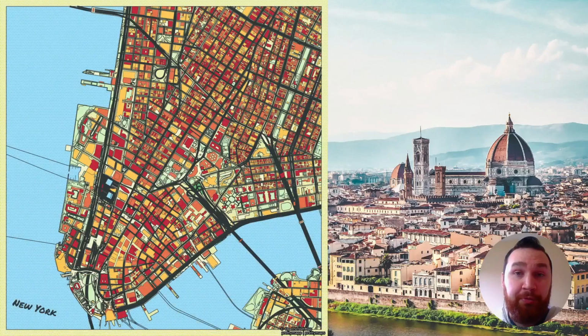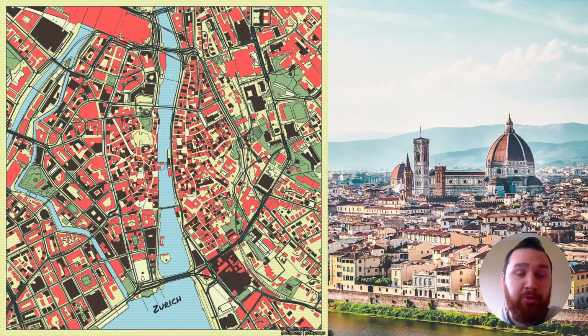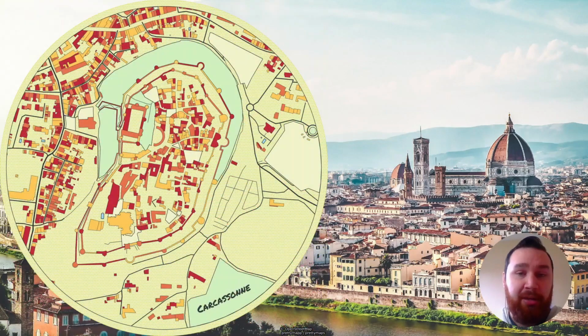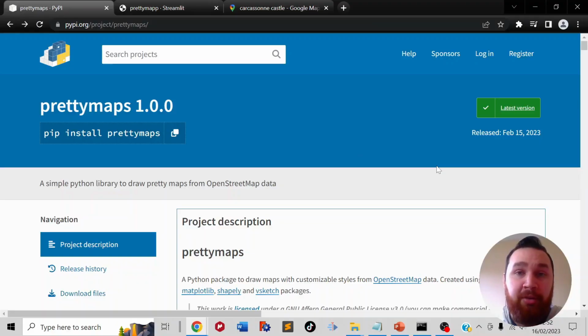Do you want to make beautiful maps for your travels or for scrapbooking? Well, Python can help, and you can see a few examples going past here. So let's see how we can make these kind of maps. Now we're going to be using the Pretty Maps library made by Marcelo Pratish, and it's a really, really nice library of code that we can use to create these maps.